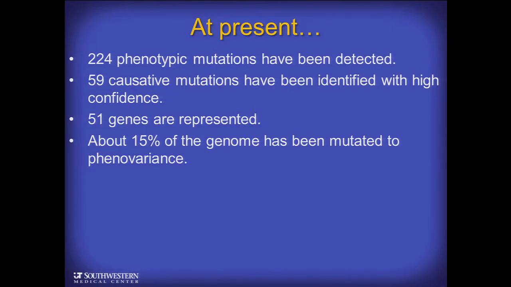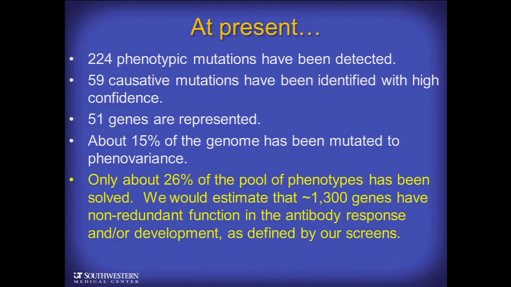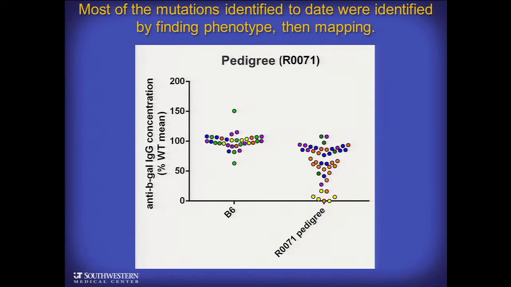These statistics should be viewed in the context of the fact that we've now achieved something like 15% of saturation of the genome. That is, we believe that 15% of all genes have been mutated to phenovariants. We know that we found only about 26% of the pool of available phenotypes, and on that basis we might estimate roughly that there are something like 1,300 genes with non-redundant function in the antibody response and/or development as defined by our screens. But many of these phenotypes were solved, those that have been solved, by rather old-fashioned methods.